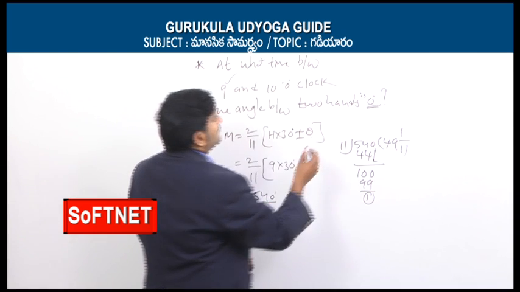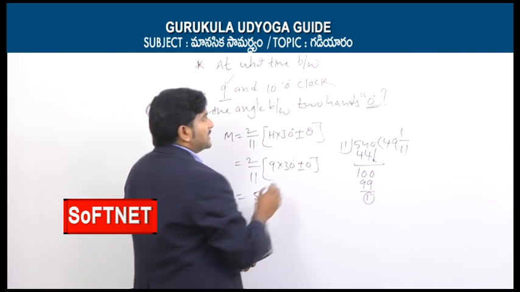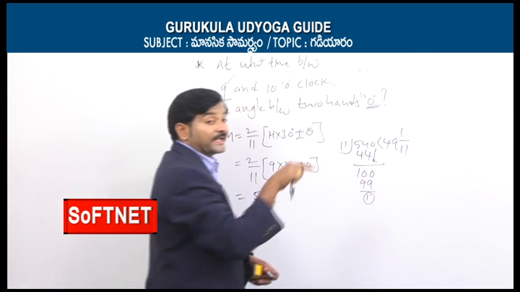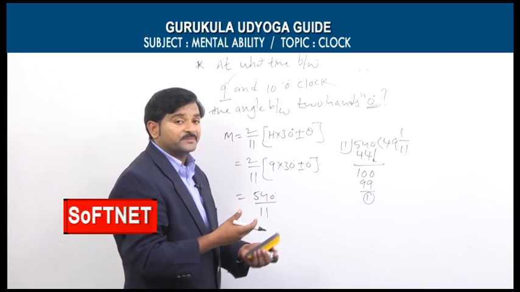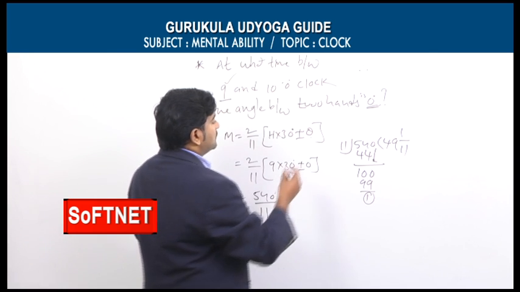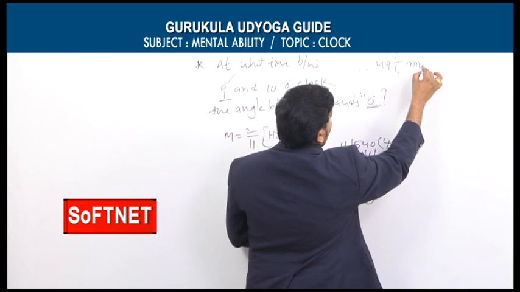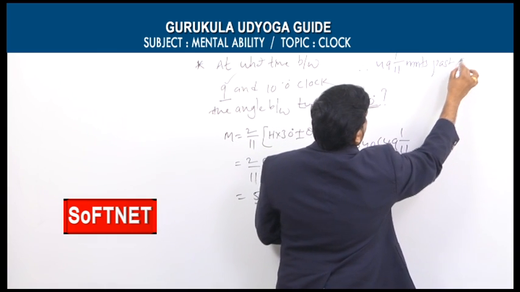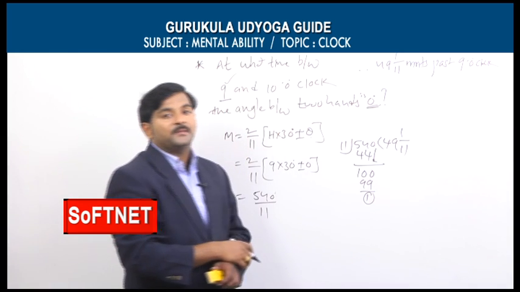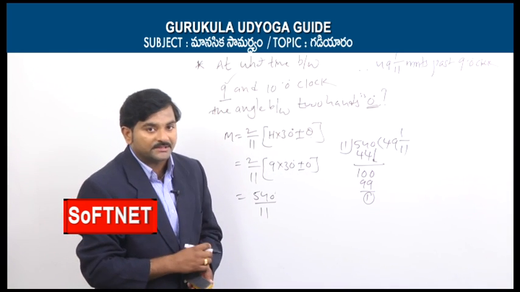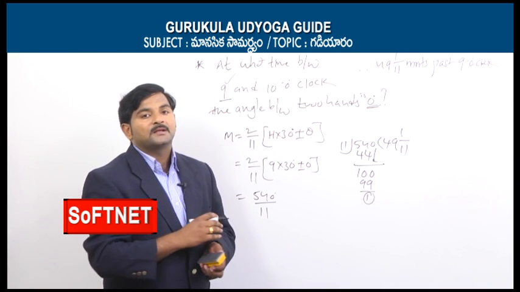So finally, what is the final answer for this? What is the starting hour here? 9 o'clock. That's why the answer can be expressed in the second way. Earlier we discussed two types of expression, now we will follow the second expression. So what can we say now? 49 1 by 11 minutes past 9 o'clock. So exactly at this time, the angle between the two hands is 0 degrees, or simply we can say exactly at that point of time, the two hands coincide.